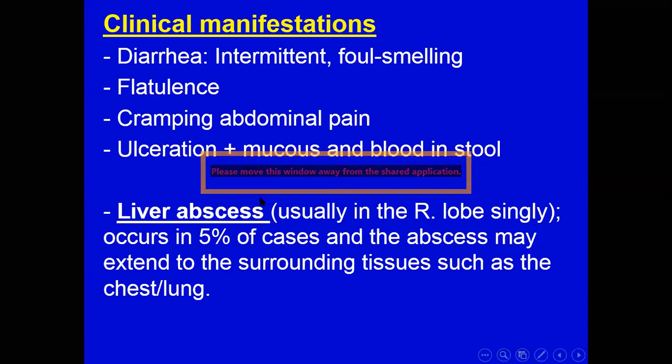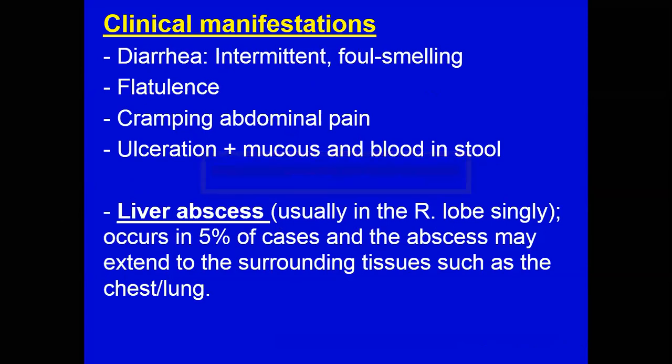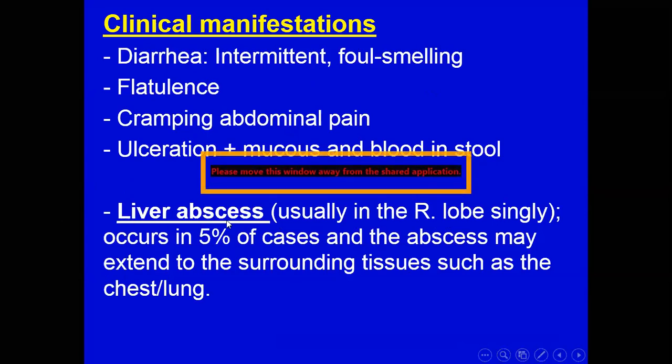The liver abscess, very important, usually in the right lobe. Why? Because the blood supply from the intestine mainly goes to the right lobe of the liver. It occurs in 5% of the cases. The abscess may extend to the surrounding tissue. For example, it may rupture to the chest, may go to the lung, and so forth.